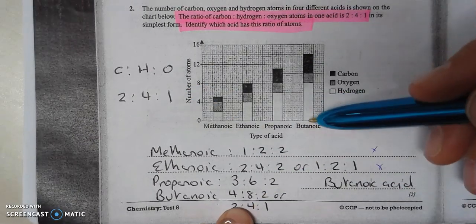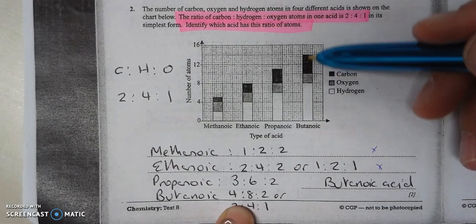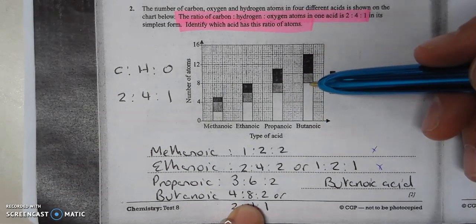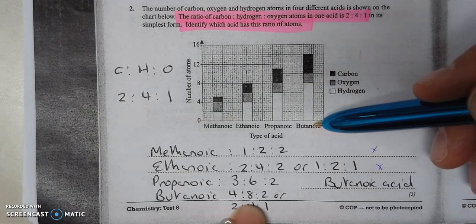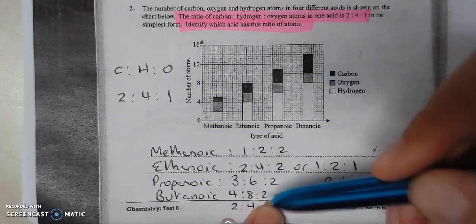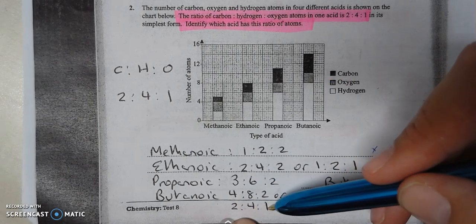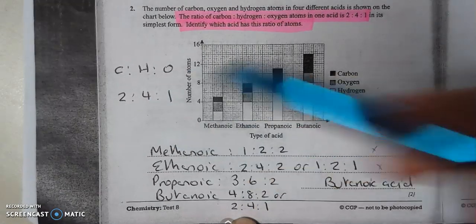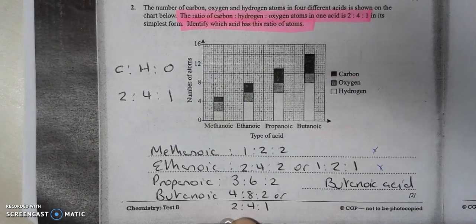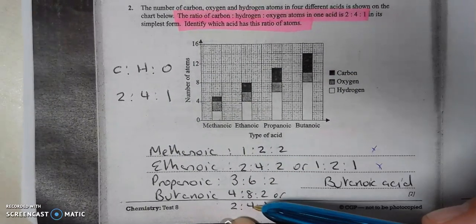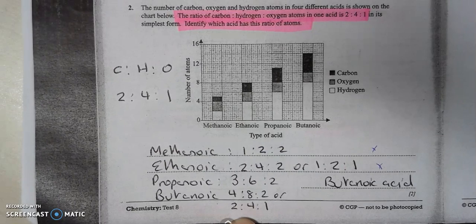Whereas butanoic acid, I've got 4 lots of carbon, 8 lots of hydrogen and 2 lots of oxygen. In its simplest form, I halve it and then I get 2:1, and that is exactly what I'm looking for, so the answer is butanoic acid. So I've shown my working out and I've identified the acid that is needed.